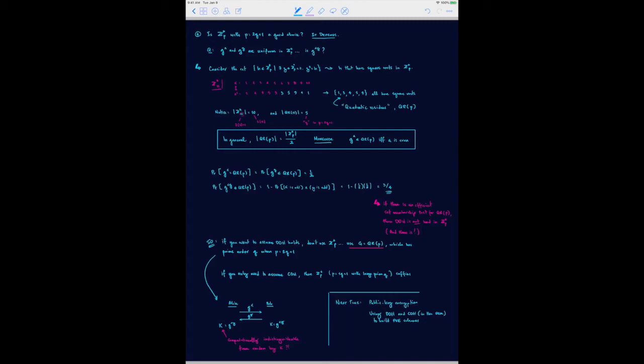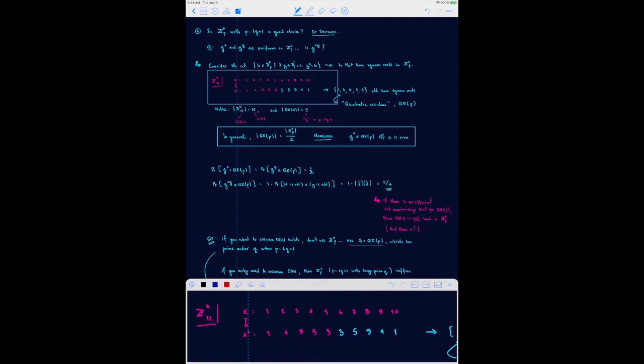Okay, so let's look at an example of this. Here's Z*_11, and I've got this mapping up top. I've got the elements of Z*_11, which are just the numbers 1 through 10, and then I've got squaring. If you square 1, you get 1. If you square 2, you get 4. If you square 3, you get 9, obviously. If you square 4, 4 squared is 16, mod 11 is 5. 5 squared is 25, mod 11 is, you can take out 22, so that's 3.